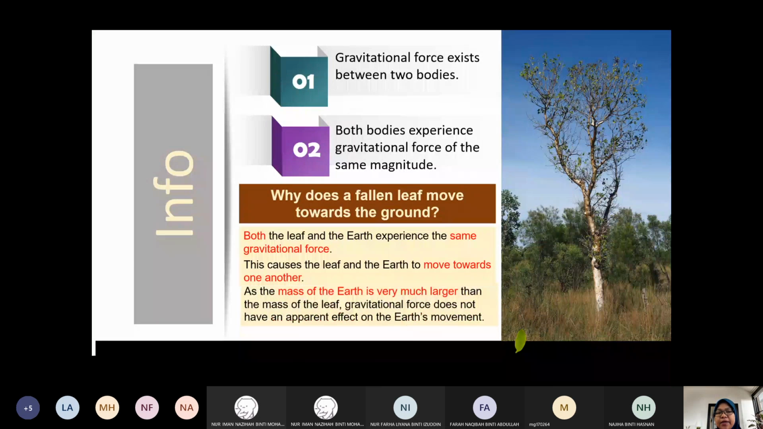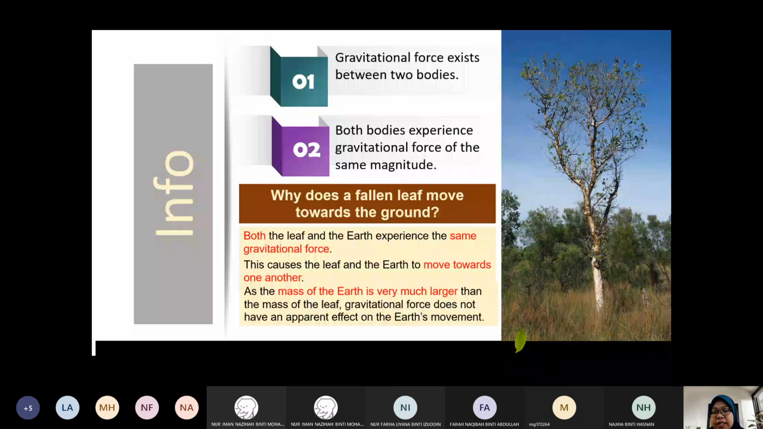So, however, as the mass of the earth is very much larger than the mass of the leaf, boleh bayang tak betapa bezanya mass of the leaf and the earth. Okay, so mass of the earth is very much larger, so gravitational force does not have an apparent effect on the earth's movement. So because of the size of the earth is very, very large.